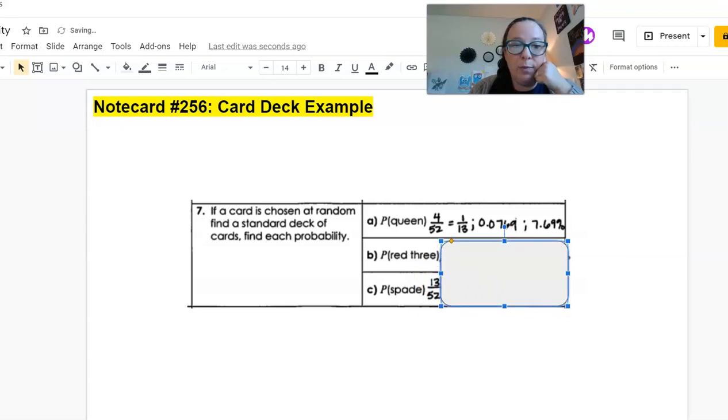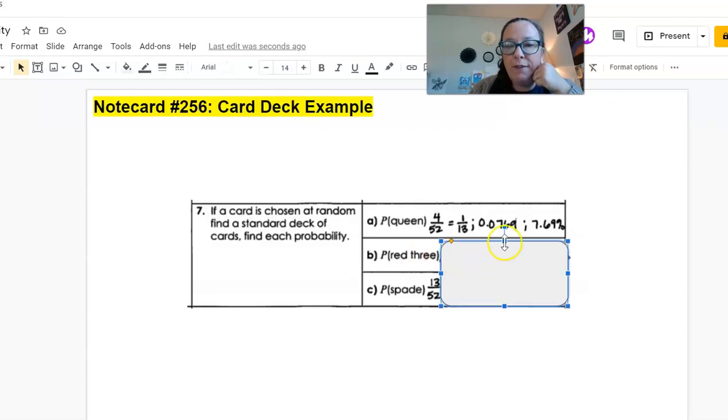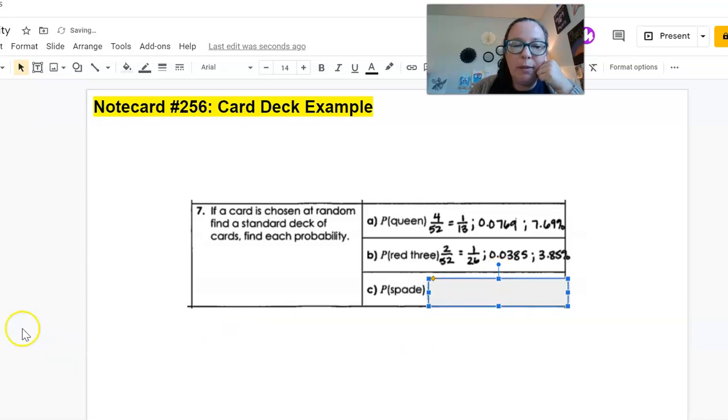What is the probability that you would draw a red 3? So you've got 4 3s, but only 2 are red. So you have 2 red 3s, so it'd be 2 out of 52, which reduces to 1/26, which is that decimal and that percentage.